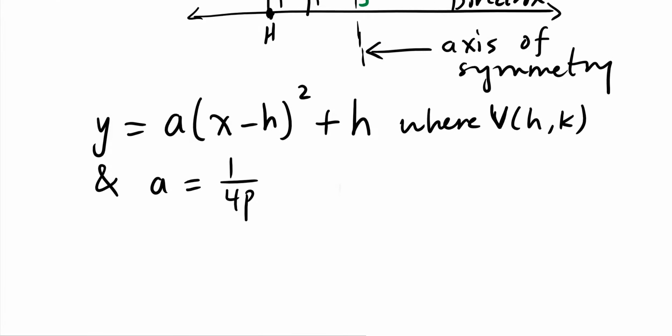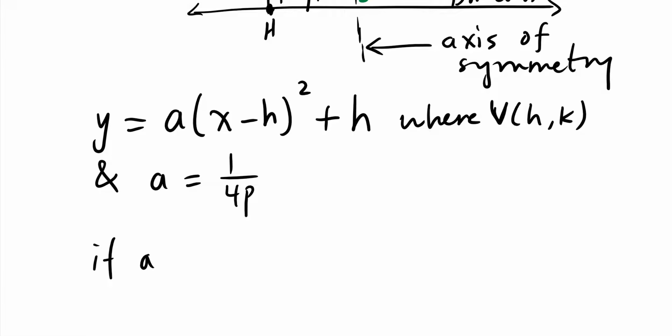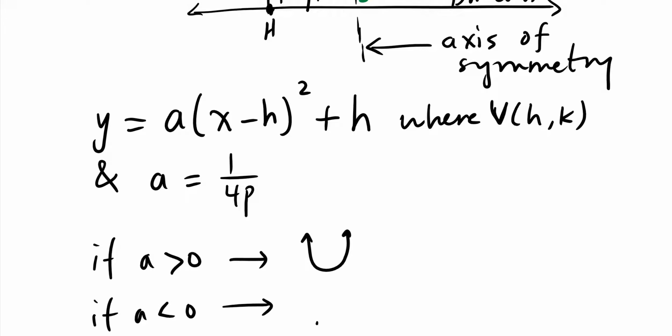And if a is positive, the parabola opens upward. If a is negative, it opens downward. So it could be negative or it could be positive. Okay, so how do we apply this to an example?